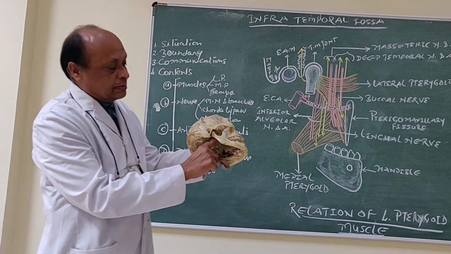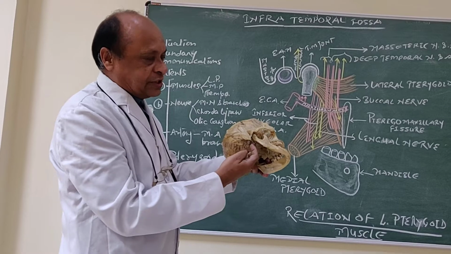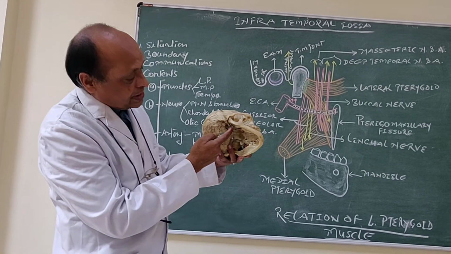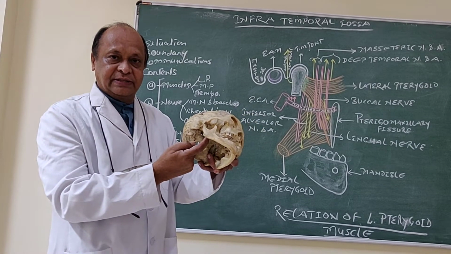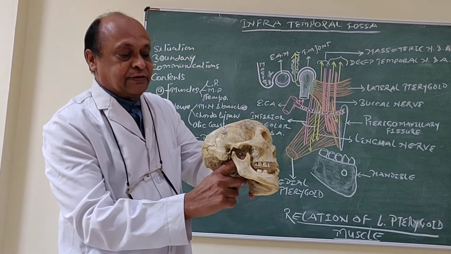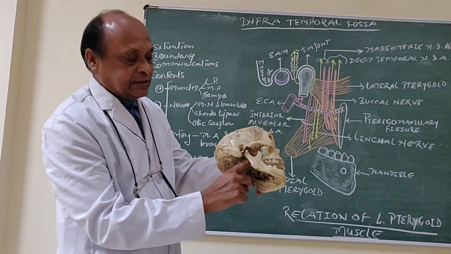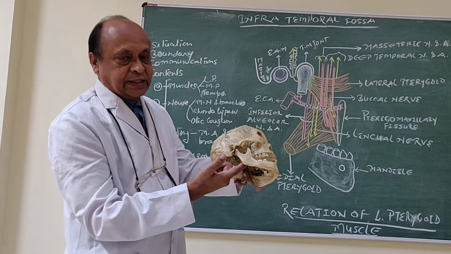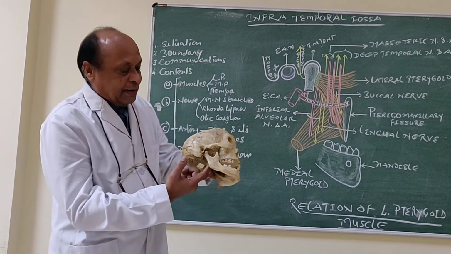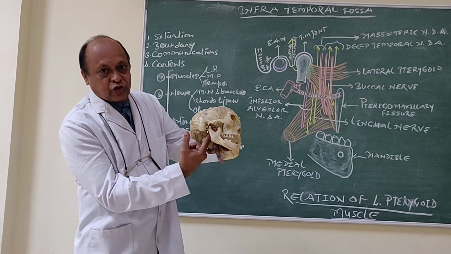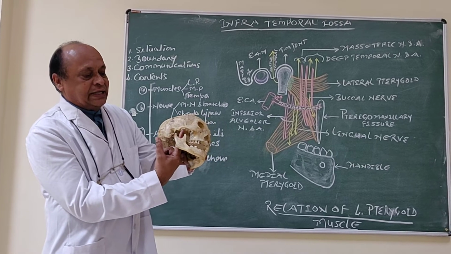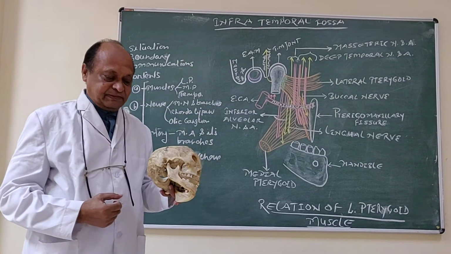of the maxilla. I am running my finger, and posteriorly it is open and related to the styloid process and carotid sheath. Medially it is bounded by the lateral surface of the lateral pterygoid plate, and laterally it is bounded by the ramus of the mandible. Above is the infratemporal surface of the greater wing of the sphenoid medially, and laterally the roof is deficient.